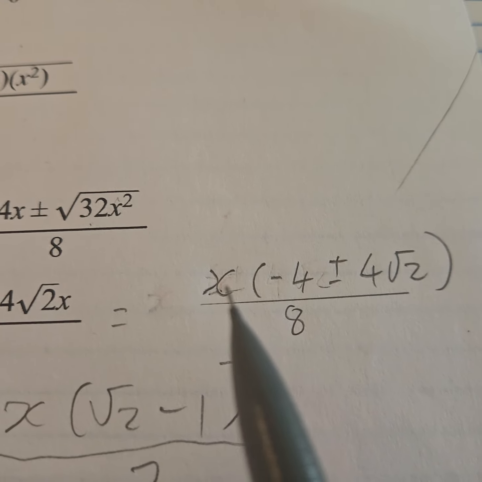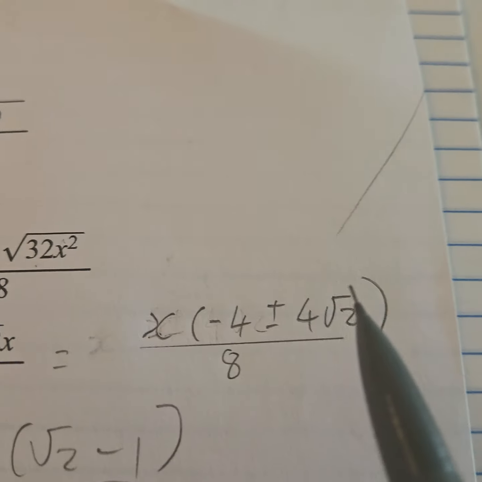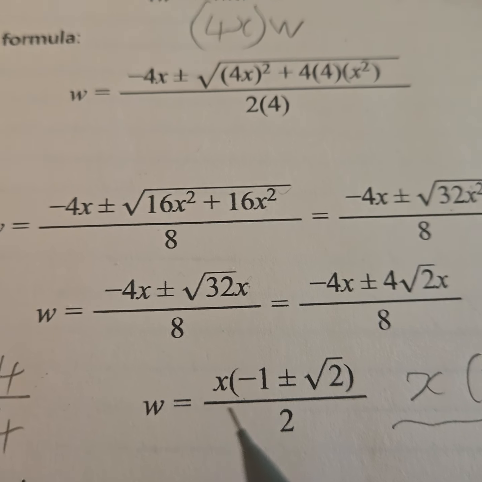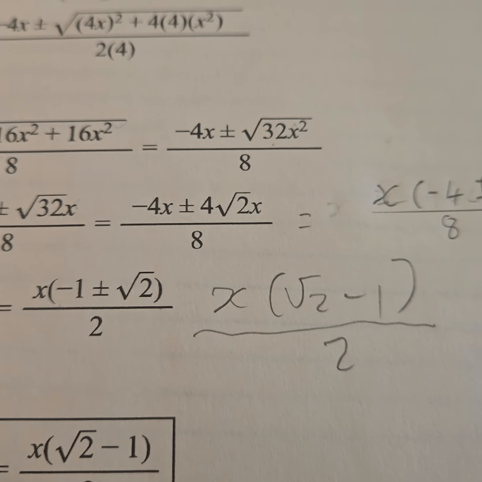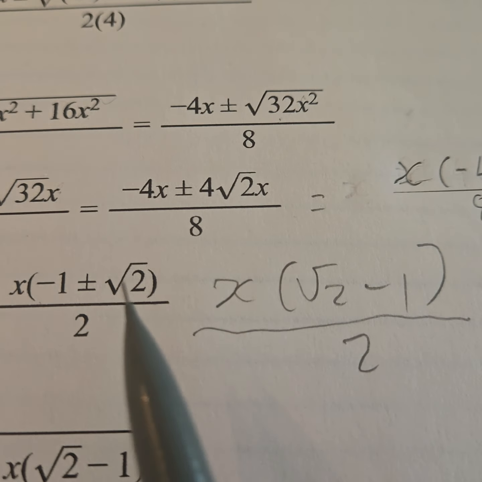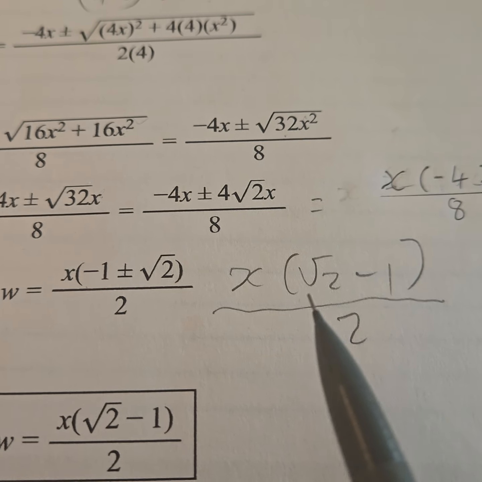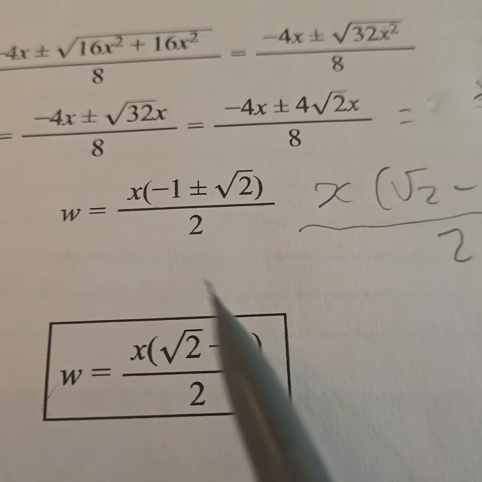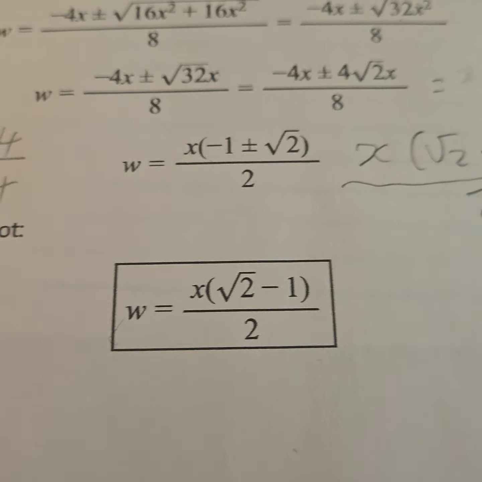We took out x as a common factor in the numerator. And the next step, we divide every term by 4. And now, because I can see 4 goes into each term, we're left with minus 1 plus or minus root 2, all divided by 2. And we're only keeping the positive value of root 2 because we know w is a positive number. So I can write it as root 2 minus 1 divided by 2, all multiplied by x. And that's the formula. This is where we are given x, find w.